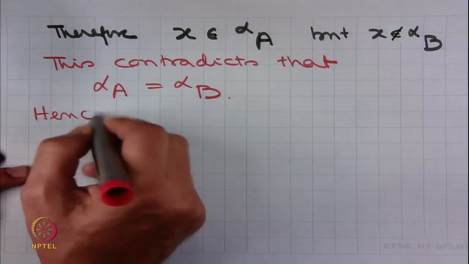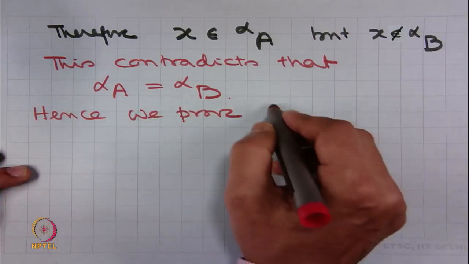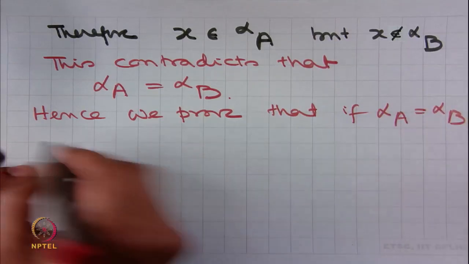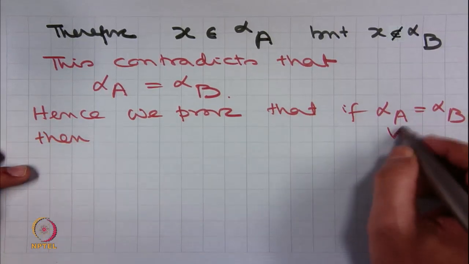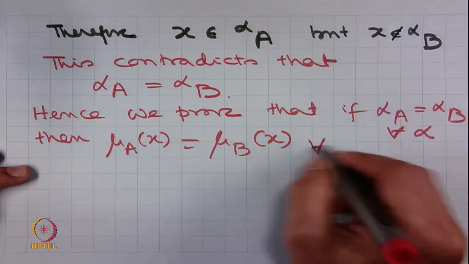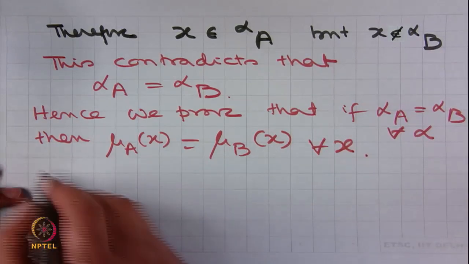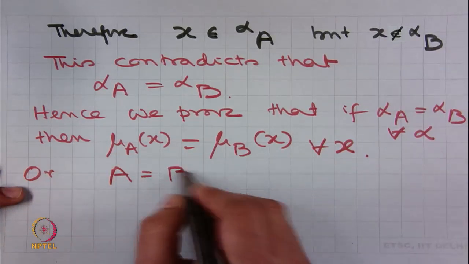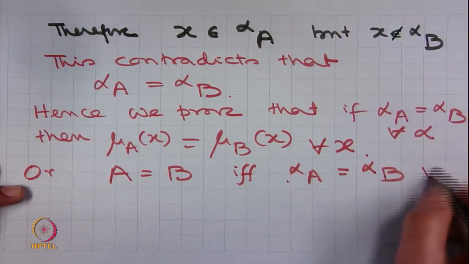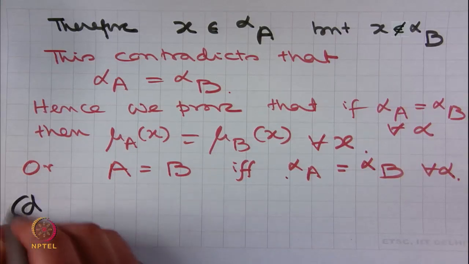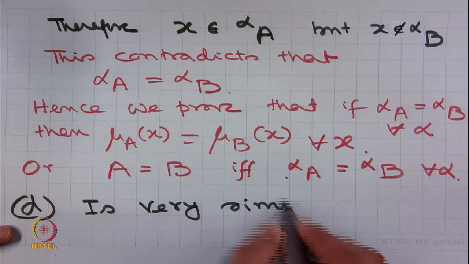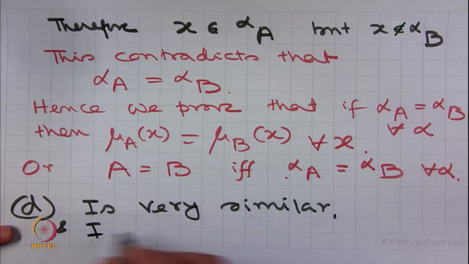Hence, we prove that if alpha cut of A is equal to alpha cut of B for all alpha, then mu A of x is equal to mu B of x for all x, or A is equal to B if and only if alpha cut of A is equal to alpha cut of B for all alpha. Statement D is very similar, and I leave it as an exercise.